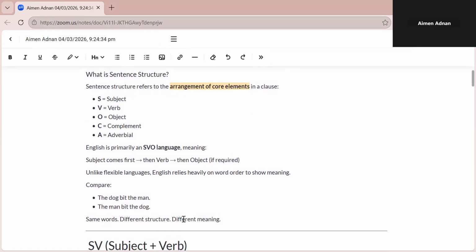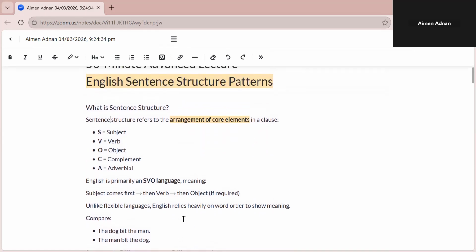So English is primarily an SVO language. It means that the most used form of sentence pattern is the SVO structure. So what is SVO? If you look at this sentence I have written for you, subject comes first, then the verb, and then the object if required. So object is not a compulsory part of an SVO structure. There are some patterns that do not actually require the object, while there are some patterns that have an object in them. So object is an optional element in the sentence pattern.